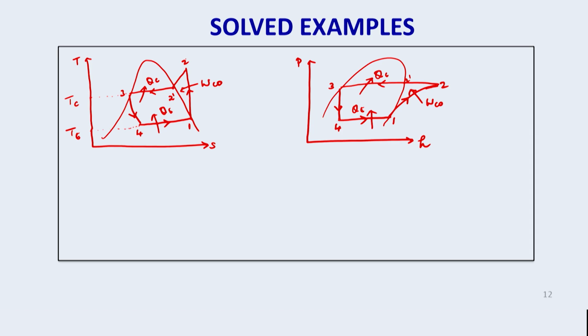Now this is the isobaric line. So here pressure at 1 will be equal to pressure at 4, P1 equal to P4. And similarly here P3 will be equal to P2. P1 and P4 will be equal to the evaporator pressure, and P3 will be equal to P2, which is the condenser pressure. So let us write the data given.